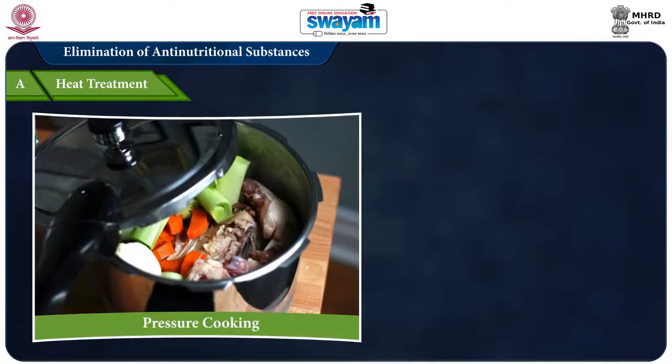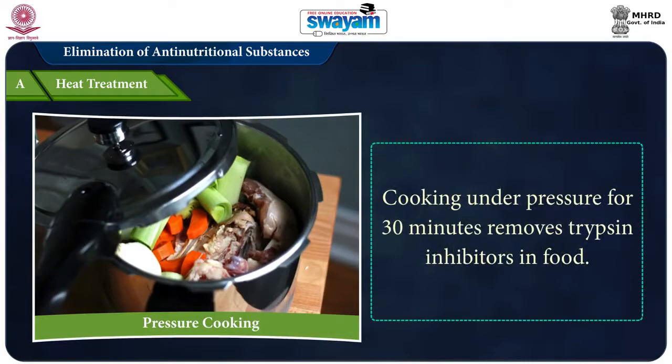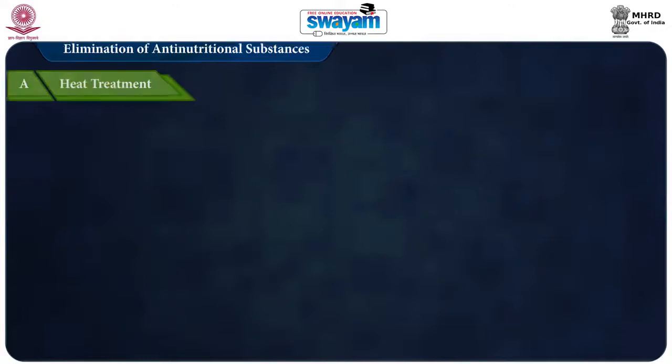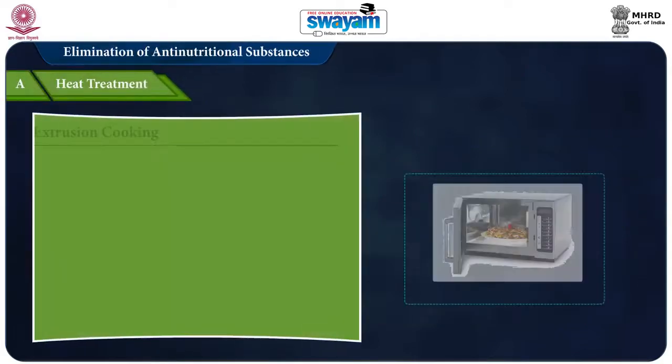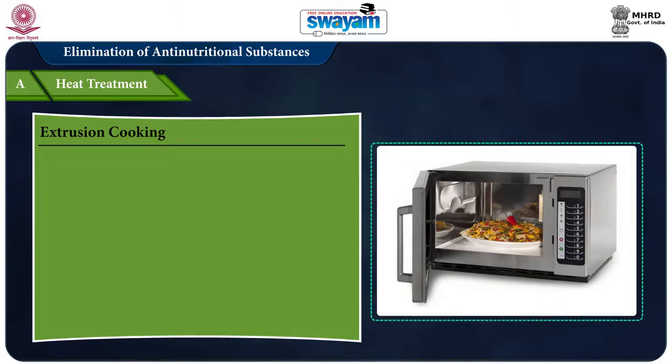Now, simple pressure cooking, that is cooking under pressure for 30 minutes, is known to remove trypsin inhibitors in food. Then microwave treatment. Microwave ovens use a frequency of 2.45 GHz and a wavelength of 12.2 centimeters for 10 minutes in order to eliminate the trypsin inhibitor and the hemagglutinating activity in food. Now, extrusion cooking is also used to eliminate the anti-nutrient factors in foods.